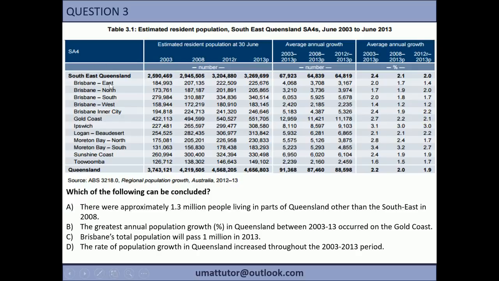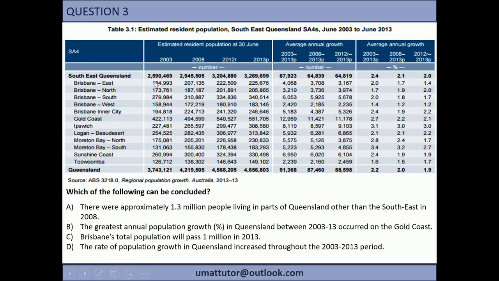What I'm going to do is pick one of these areas, say Brisbane East, and I'm going to go across the row and just explain what each number, or at least each section, means in terms of the overall table. So with Brisbane East, let's just focus on this first sort of box here. You can see that we've got a box here. Now it's referring to the estimated resident population at 30th of June over various years in this 10-year period, and it's in terms of the number. So we're using raw number of people in this section.